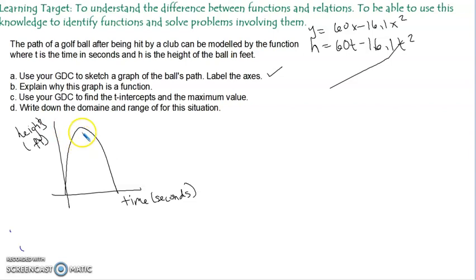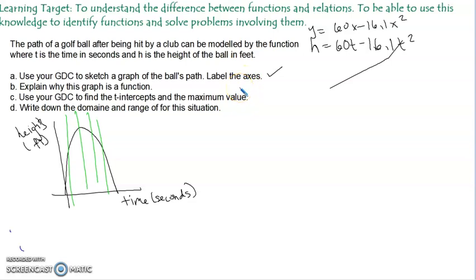Well, if I take a line and I place it through, this passes the vertical line test, which consequently states that it is a function. Okay, so we are good with that. It passes the vertical line test. Next, use your graphing calculator to find the t-intercepts, just another way of saying the x-intercepts because our x is a t in this question, and the maximum value.